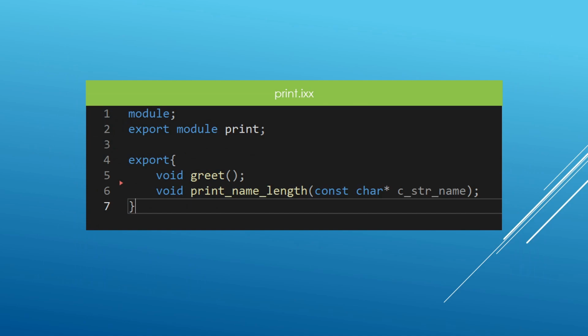And we have the print interface file. Notice it is a new interface that we are introducing because we have the declaration here, export module print. Don't forget the semicolon here. And it is going to export the two methods that we have here, greet and print name length.